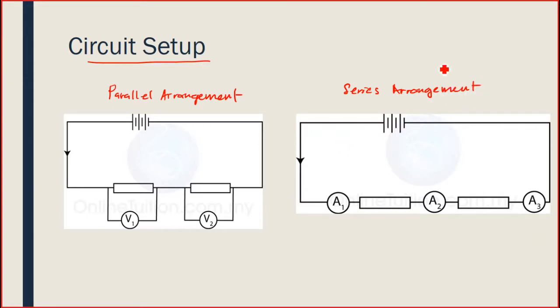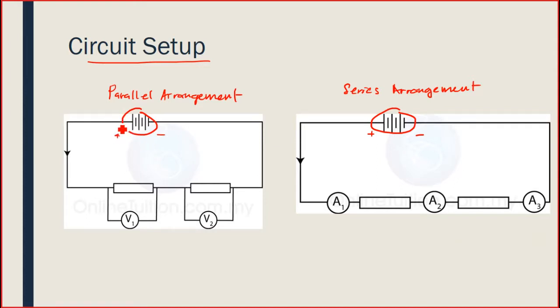Okay, so the reason why I put this picture is that I want to show you how we actually set up a circuit. In order to set up a circuit, you need to have a power source. In this case, this is the power source, the battery. Then you have positive and negative charge.